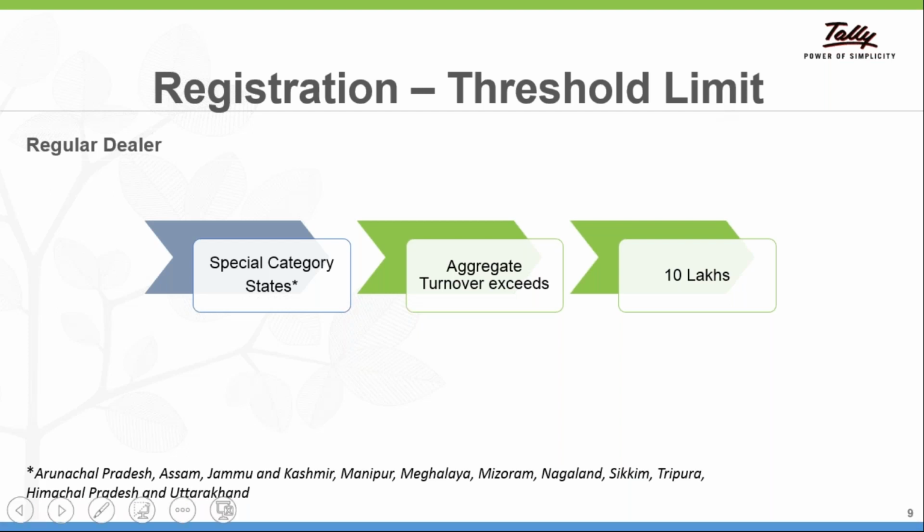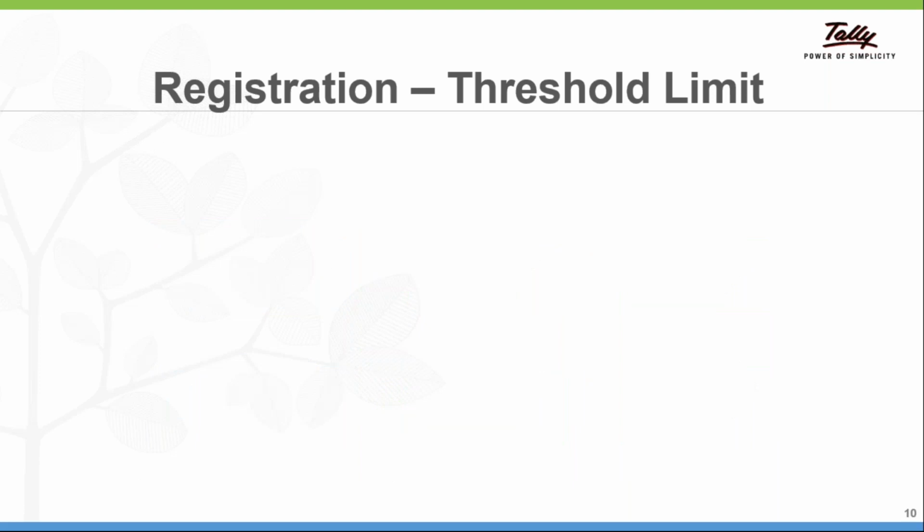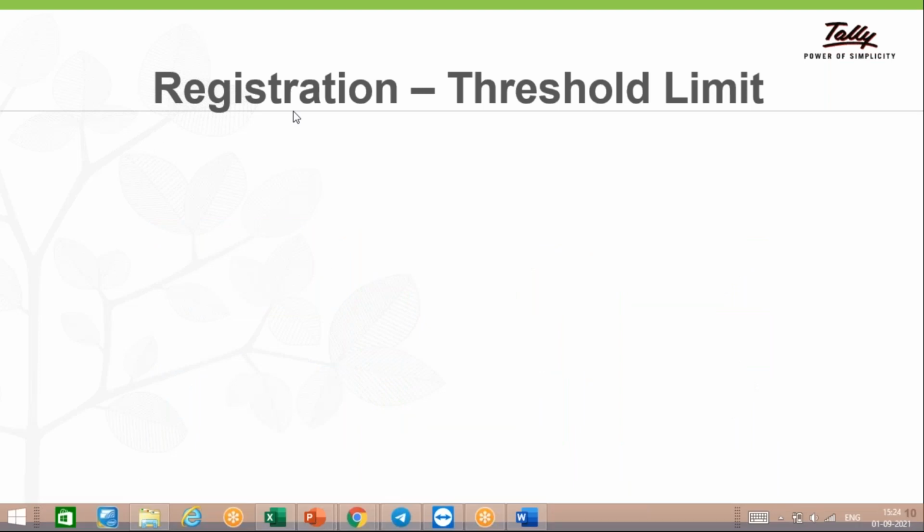For any other state apart from these, dealers whose turnover exceeds 20 lakhs are the regular dealers. Unregistered dealers are those who have not registered and do not come under this slab. And if it is for goods, then it is 40 lakhs.